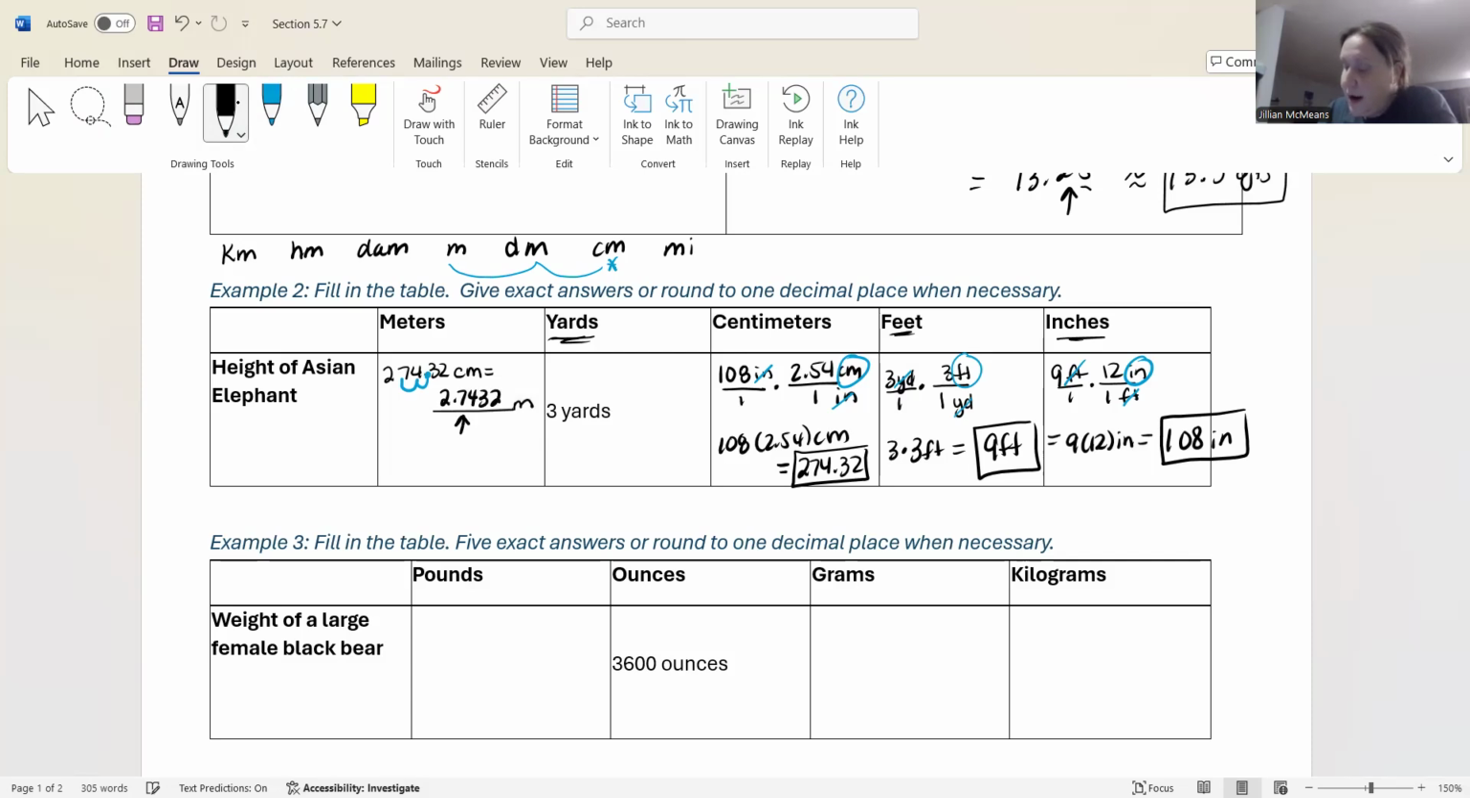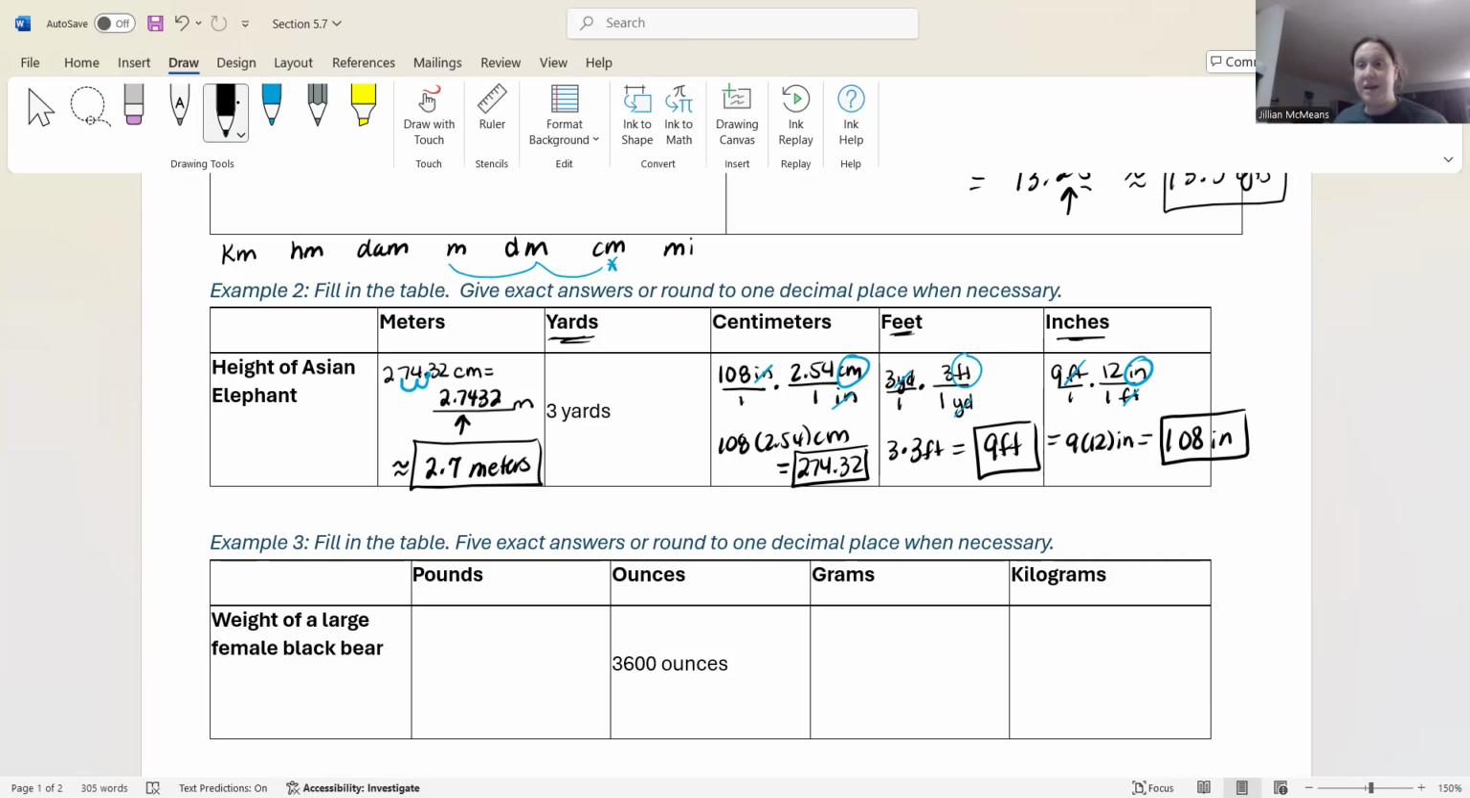2.7432. And if we rounded to 1 decimal place, that would be the 7. To the right of that, we have a 4, which tells me to round down. So I would say I have approximately 2.7 meters. So an Asian elephant is approximately 2.7 meters. Okay, so there you have it.